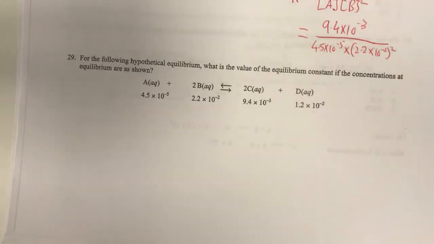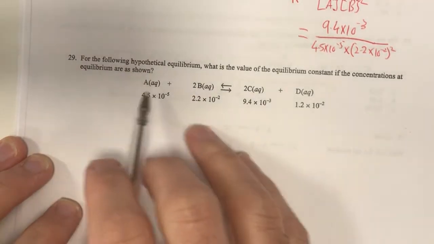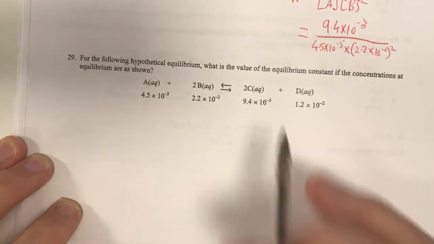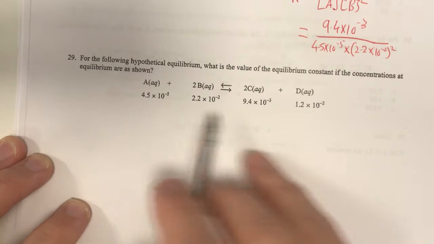Let's have a look at calculating the equilibrium constant if we know the values of our things in our system at equilibrium. For the following hypothetical equilibrium, A plus 2B forms 2C and D, what is the value of the equilibrium constant if these are the concentrations at equilibrium?